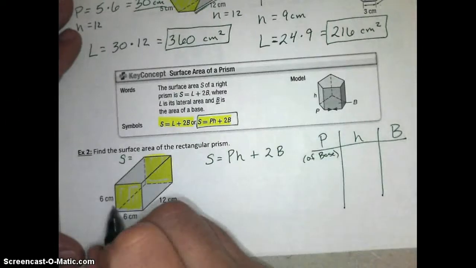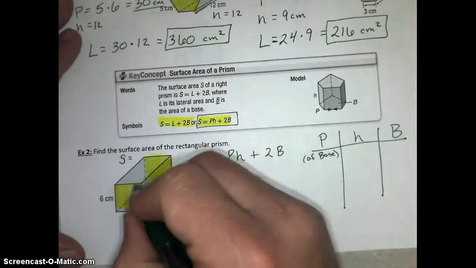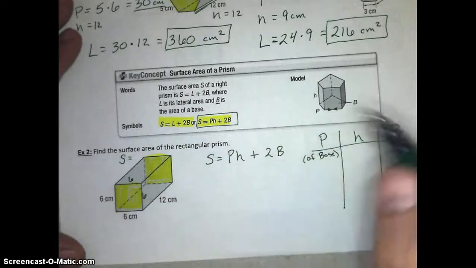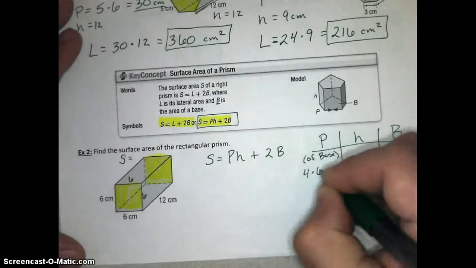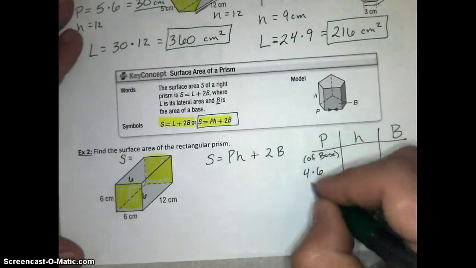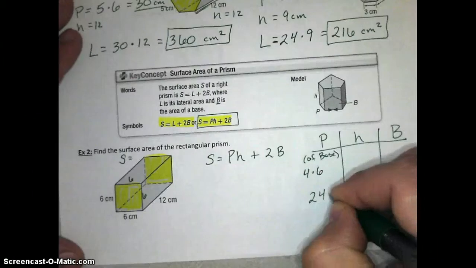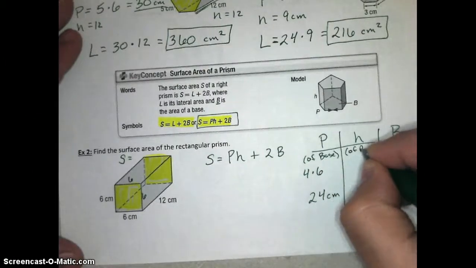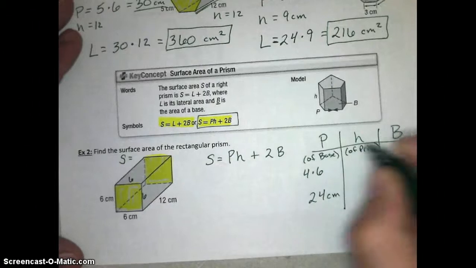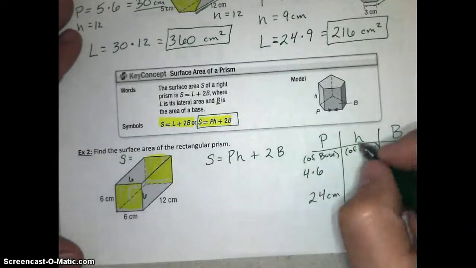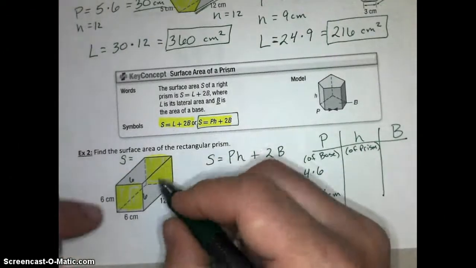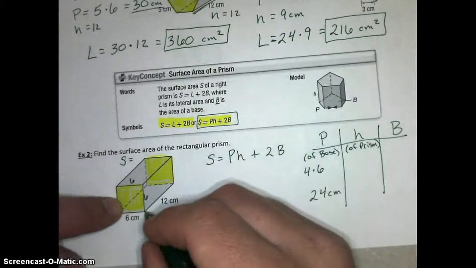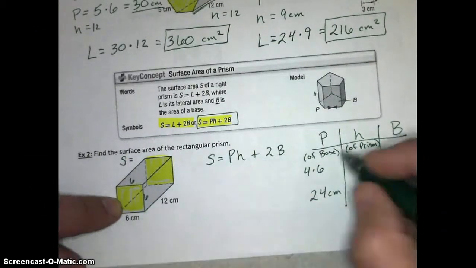So the number of sides, you'll notice these are 6, these are 6. So we can assume these are both 6 centimeters apiece. So the perimeter is 4 times 6. Side length times the number of sides, 4, which is 24 centimeters. The height, remember, is the height of the prism, not the height of that rectangular base. The height of the prism is the distance between the bases. Since I called these two squares my bases, the height is the distance between them, or 12 centimeters.